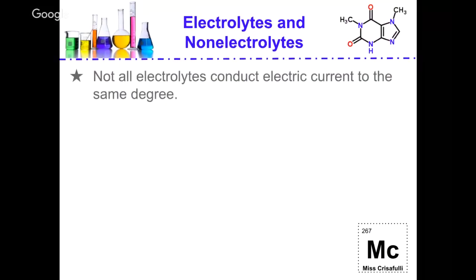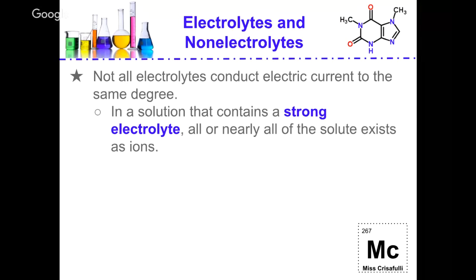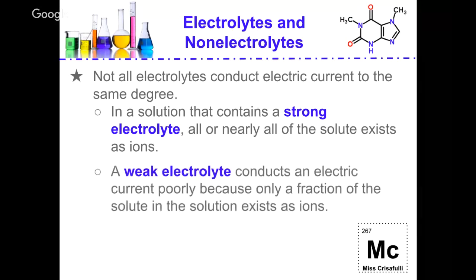Not all electrolytes conduct electric current to the same degree. So if it is a strong electrolyte, that means all your solute is going to exist as ions. If it's a weak electrolyte, that means that only some of your solute will dissociate into its ions and some of it will stay together as the entire unit.